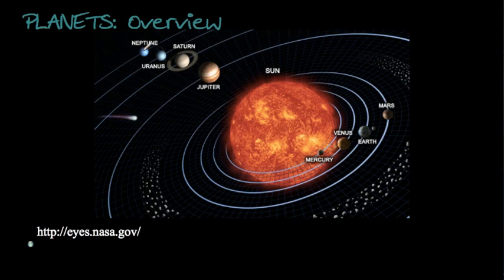So we're going to do a quick overview of the different planets. Remember, a planet is just a rocky or gassy body that goes around the sun, or around any star. In this case, we're going to look at our own solar system.